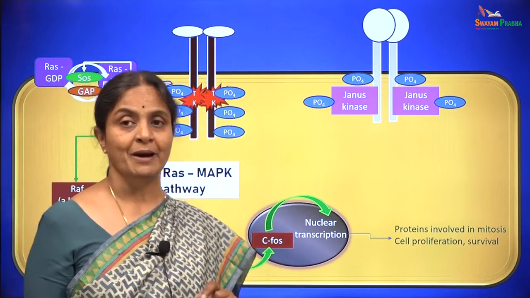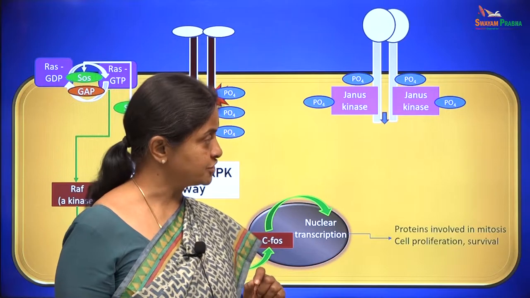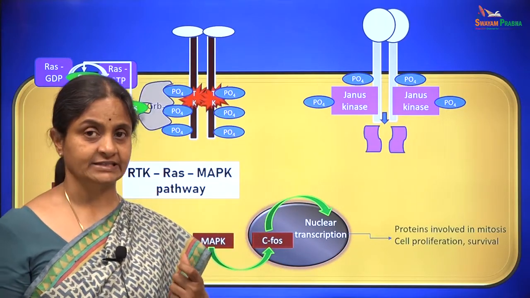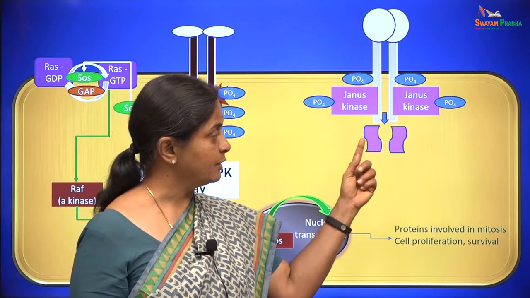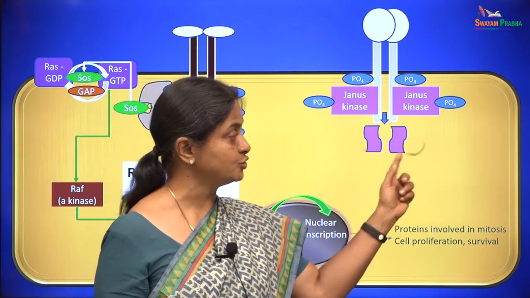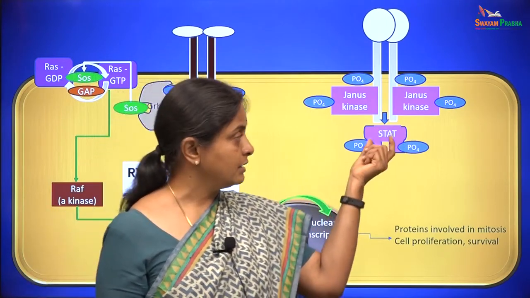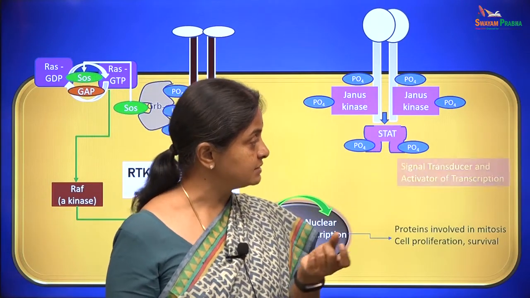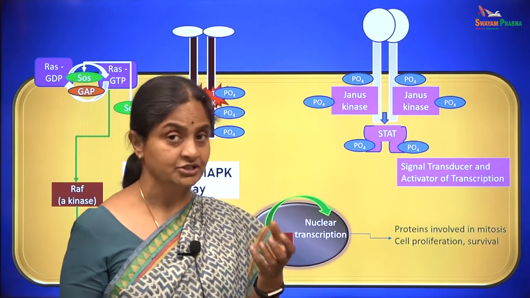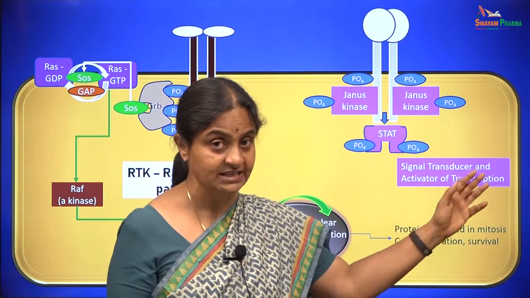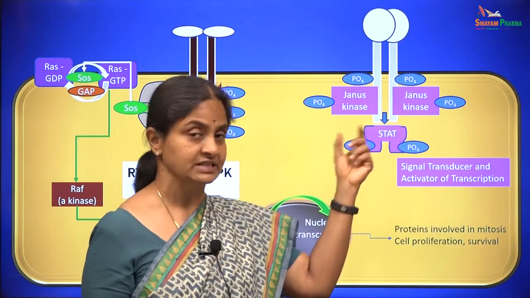This is followed by phosphorylation of another protein called STAT. This again, once it takes on its phosphate groups, dimerizes. Now, this protein is called STAT, standing for signal transducer and activator of transcription. The expansions, as I said, are not important. Remember this as STAT.